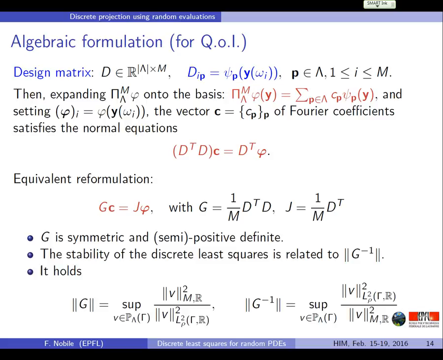Okay, and this random matrix here, if you look at the norm of G or the norm of the inverse, those are nothing but the ratio between the discrete norm and the continuous norm. So the norm of G is the maximum over all polynomials of the ratio of the discrete norm to the continuous norm, and the inverse is the other way around.